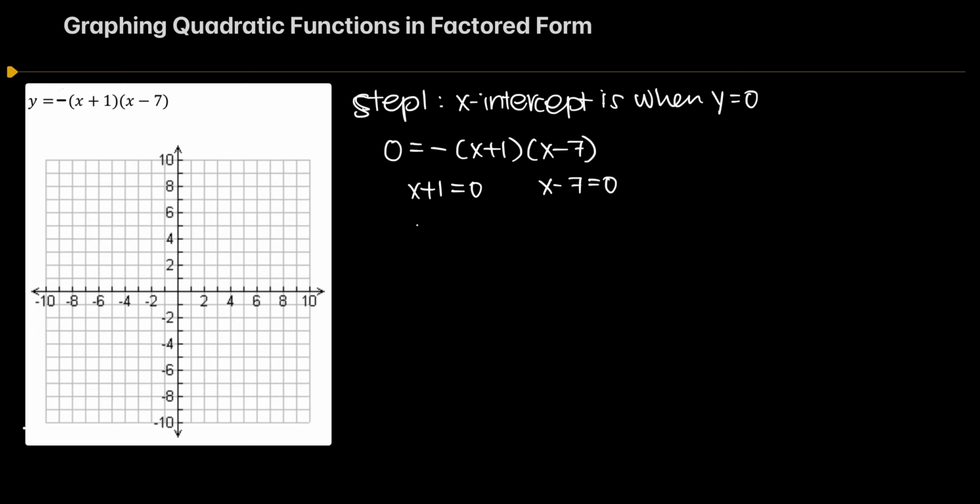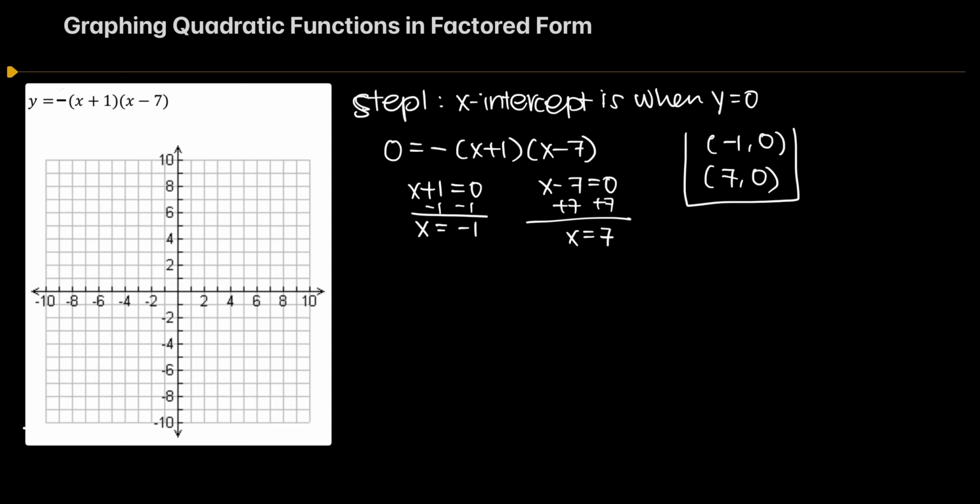If you solve for x, you're going to have x equals negative 1 because you're going to subtract 1 from both sides. For this one, we're going to add 7 to both sides. We're going to have x equals 7. So in ordered pairs, we have negative 1, 0, because we said y is 0, and then we have 7, comma 0. Those are your x-intercepts. Obviously, when you graph it, it's on the x-axis. So then I'm going to plot those points, negative 1, 0, and then 7, 0, right here.